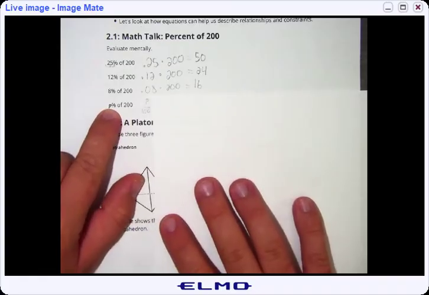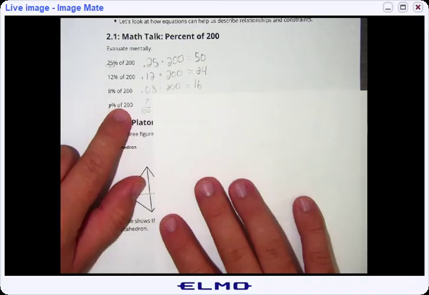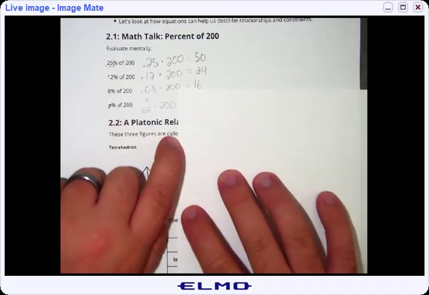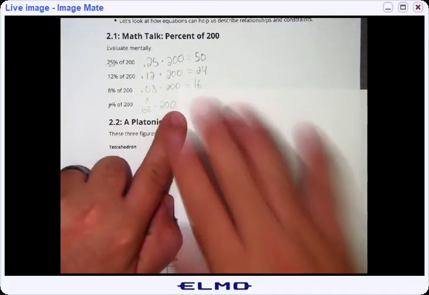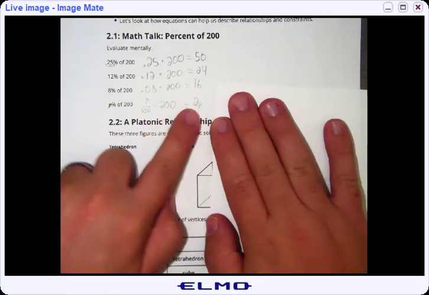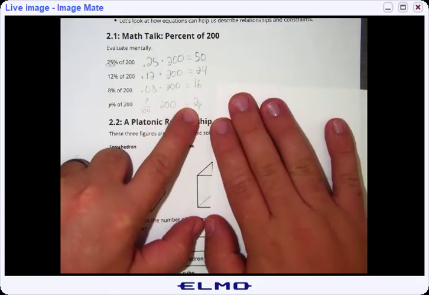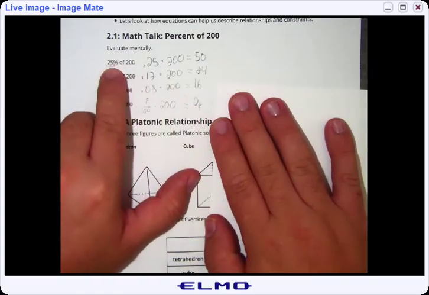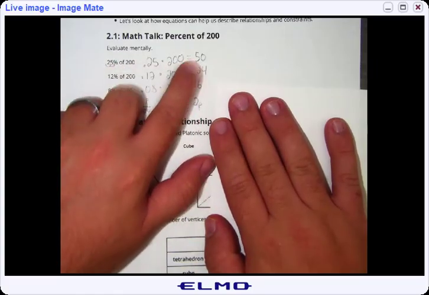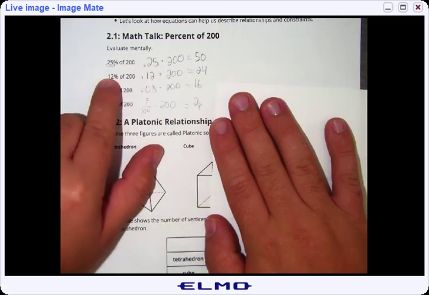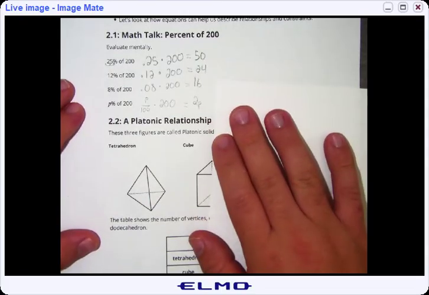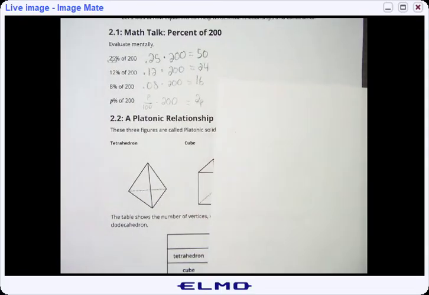And then we would multiply that by 200. So p divided by 100 times 200 would get us what our value would be. And that would also get us just 2p. So 2 times whatever p is. And if we look back up here, right, like 2 times 25 would get us a value of 50. 2 times our value of 12 would get us 24, right, and so on and so forth. And that's really all I got for 2.1.